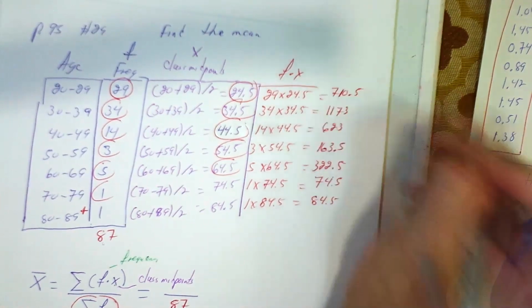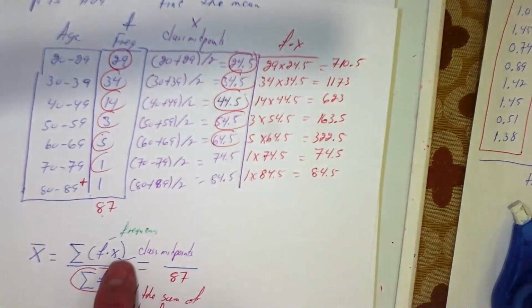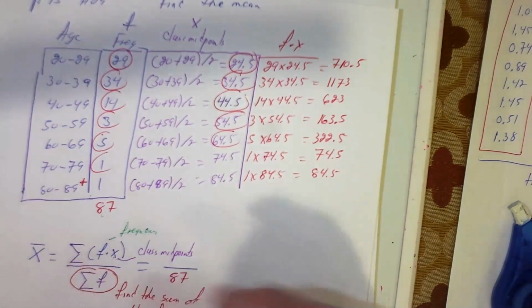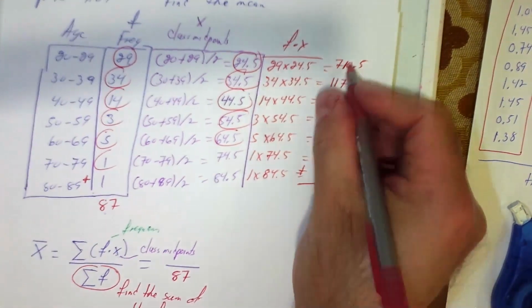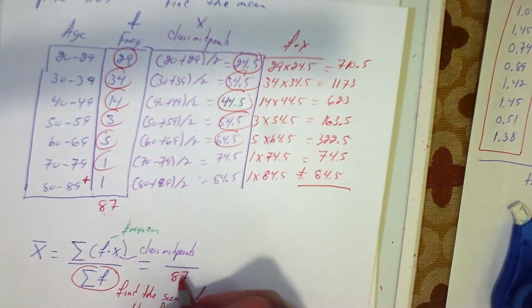710.5. Right. So we did F times X, and now I can do the outer part, which is the symbol. This symbol meant what? Sum. So I'm going to add that whole entire column, and that number is going to go right on top of the 87.